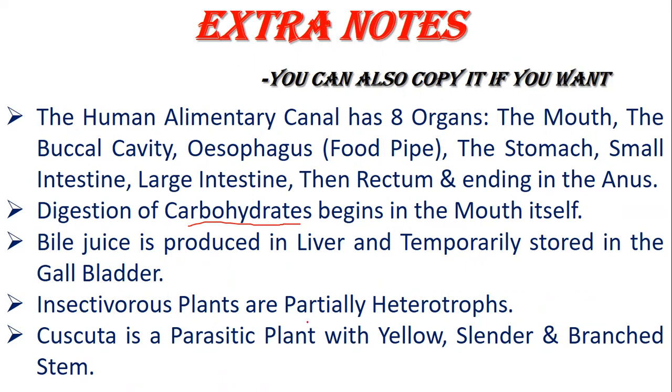Then insectivorous plants are partially heterotrophs. Now, why are they partially heterotrophs? Because they can prepare their own food, but the problem is that they grow in nitrogen-deficient soil, so they need to feed upon insects to fulfill their need for nitrogen. So they are classified as heterotrophs. Cuscuta is a parasite with a yellow, slender and branched stem.